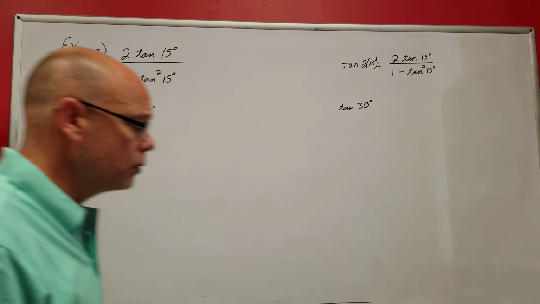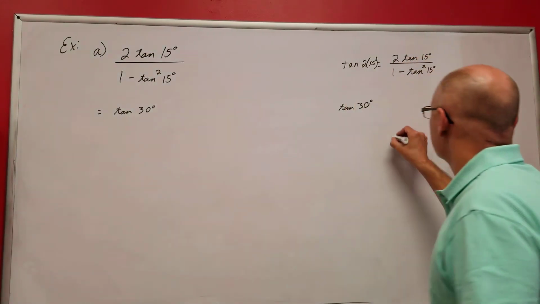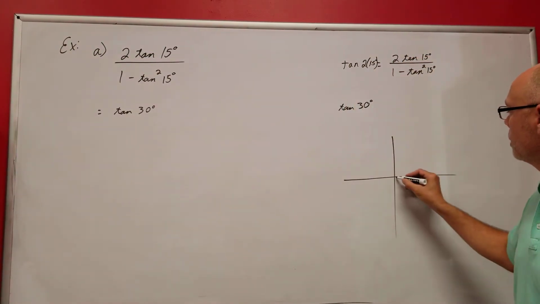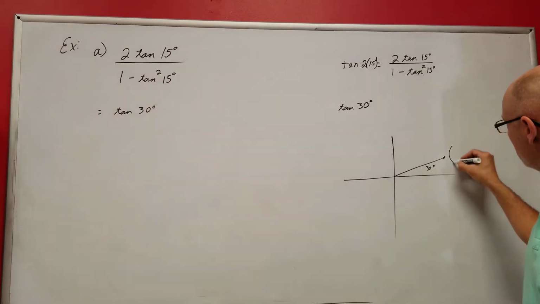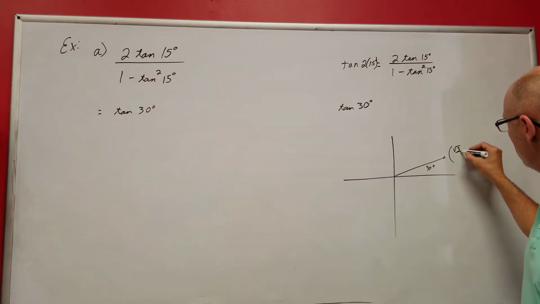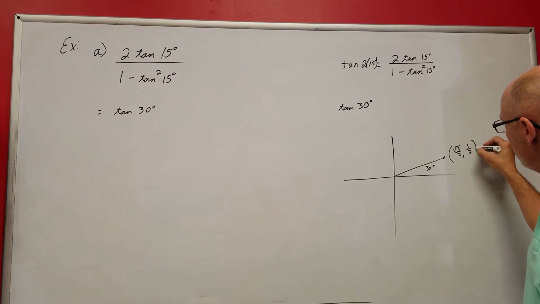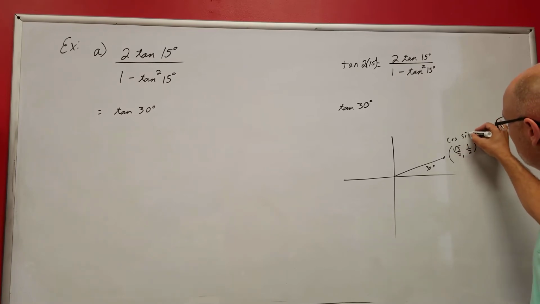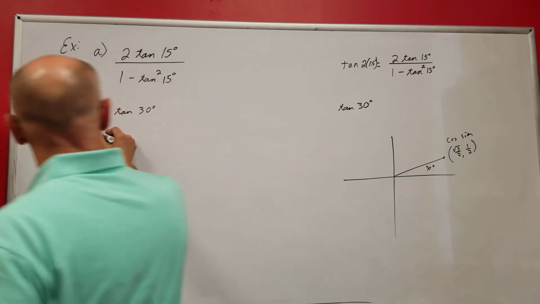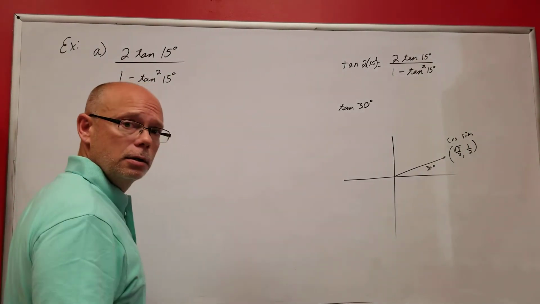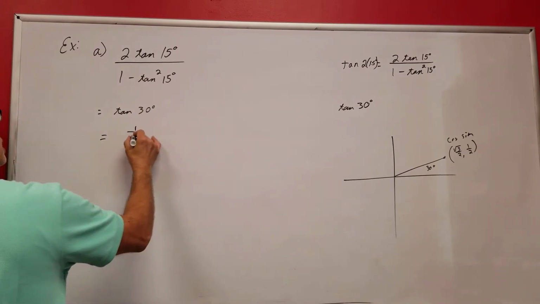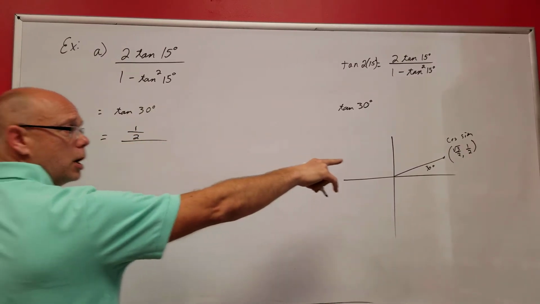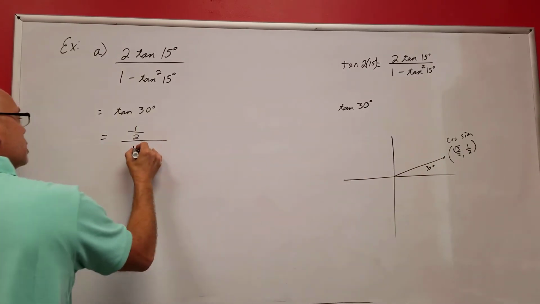Well, let's figure out what the tangent of 30 degrees is. If I think about my unit circle, I think about 30 degrees. Where am I at on my unit circle? I'm at square root of 3 over 2, comma, 1/2, right? Cosine, sine. What is the tangent? It's the sine over the cosine, right? Sine is 1/2. So 1/2 over the cosine is what? Square root of 3 over 2.